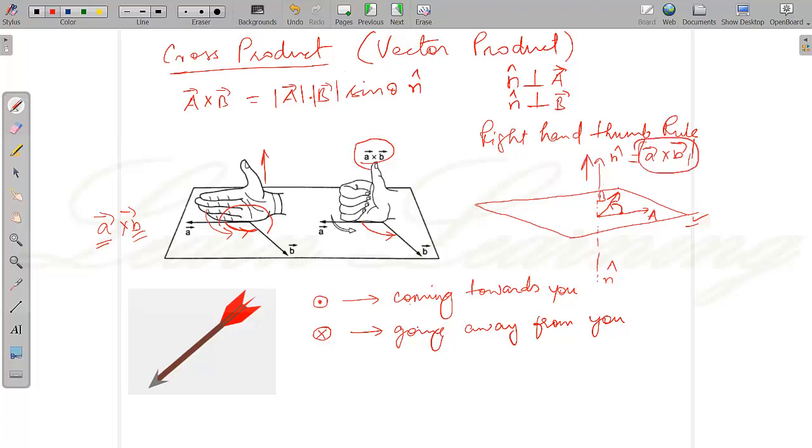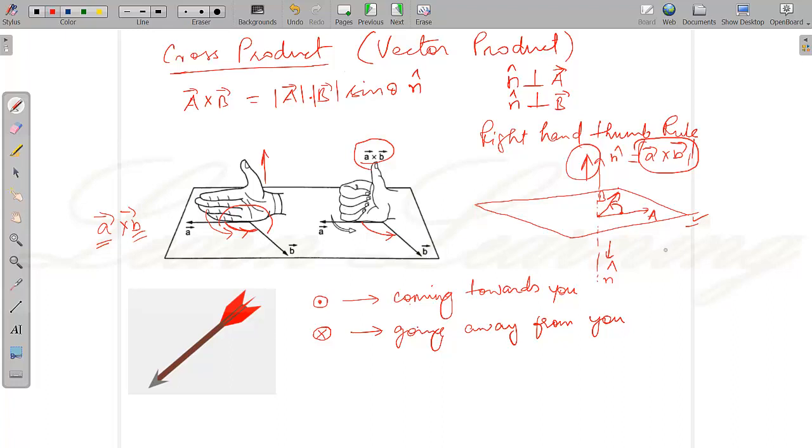So this is the direction of A cross B, or maybe this direction, which is perpendicular to both A and B. If you see in this example, if you curl from A to B, you will get this direction. So this is the direction of A cross B by this particular method, the right hand thumb rule.